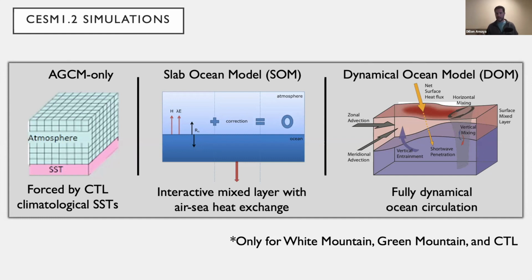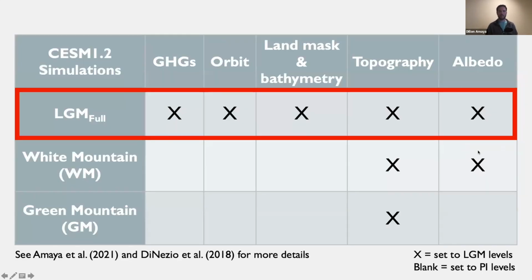And then finally, there's the dynamical ocean model, which is the full gauntlet. It has AMOC, it has currents, it has gyres, all the things. And that will be our full setup as well. So let's get into the results and see what we see in these different experiments. We'll start with the full LGM setup to get a sense for how this model is responding to the full gauntlet of boundary conditions, and then we'll start to peel back some layers.